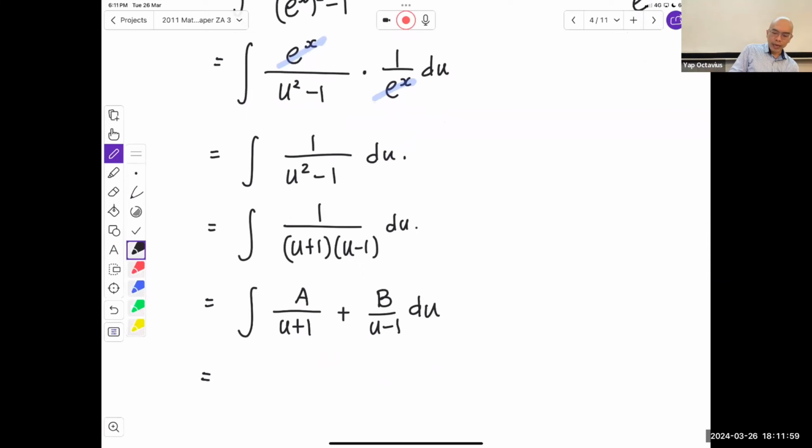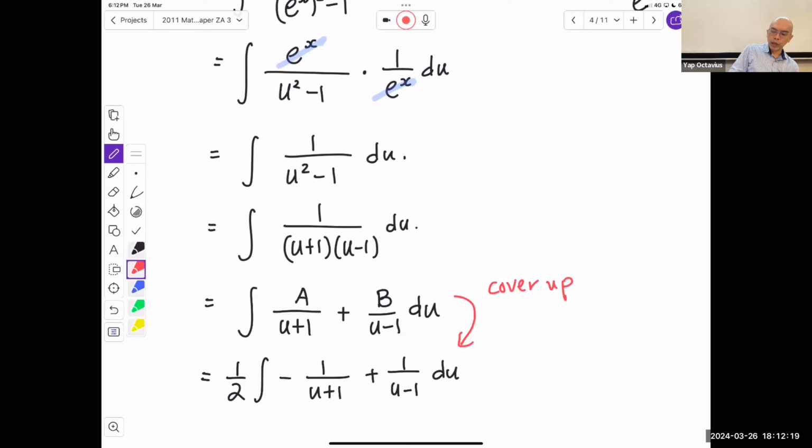So after you have done, you should get something like this. Sorry, this is u minus 1, u plus 1, and plus u minus 1. Okay, so you're going to do your cover up rule. From here to here, either you do the cover up rule or you do your partial fractions method to go and find the A and B. Either way, partial fraction method.